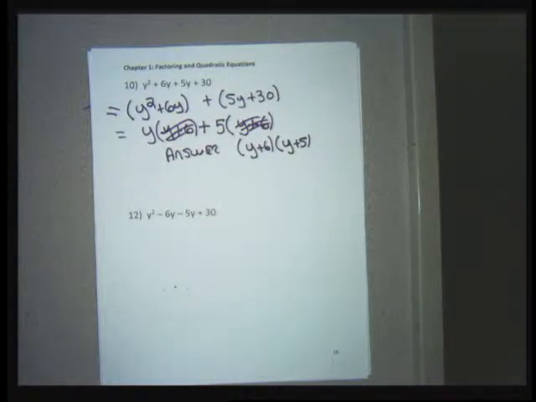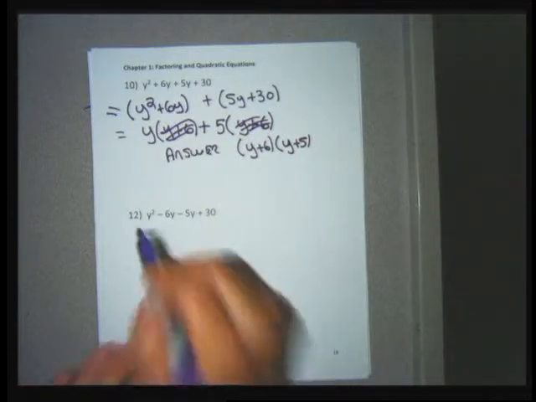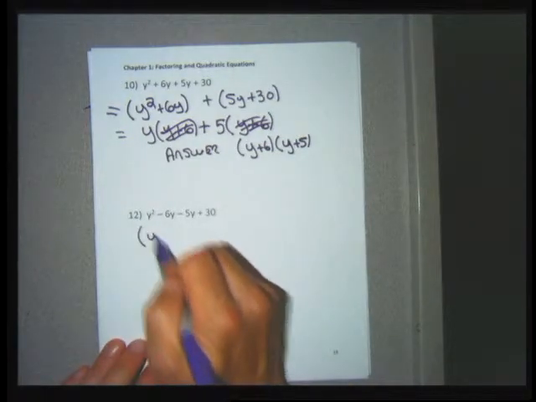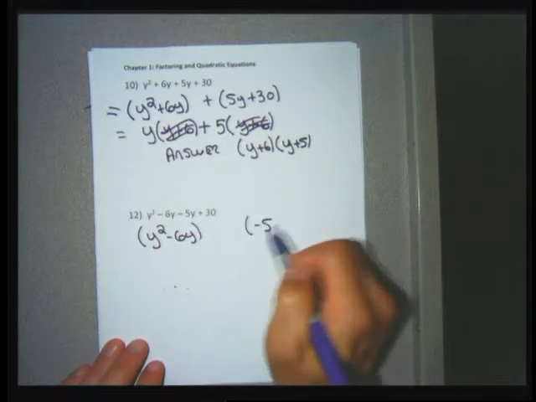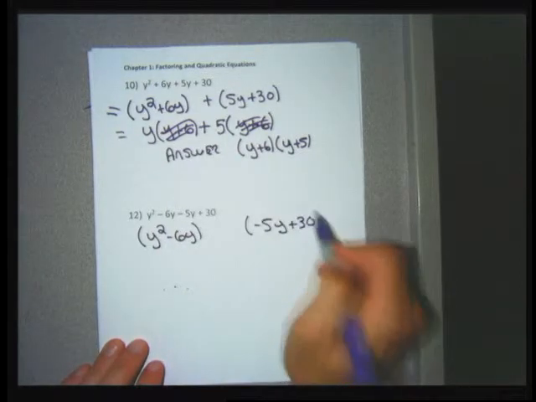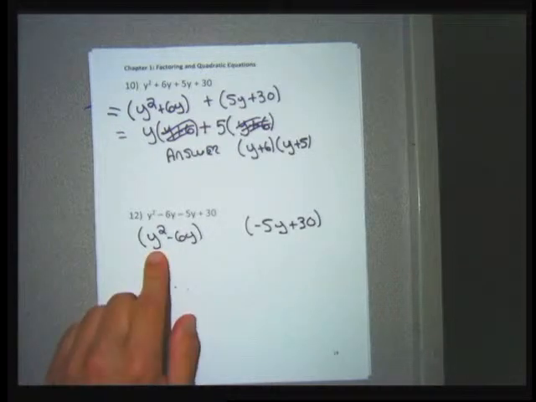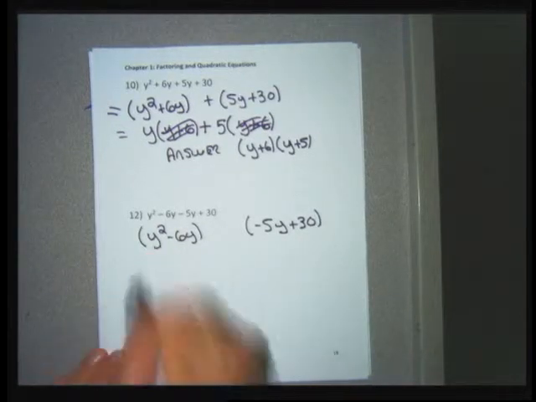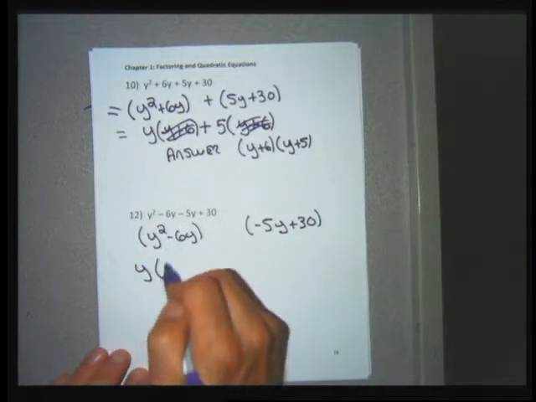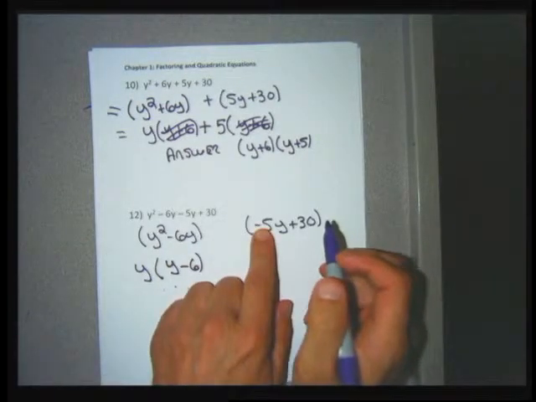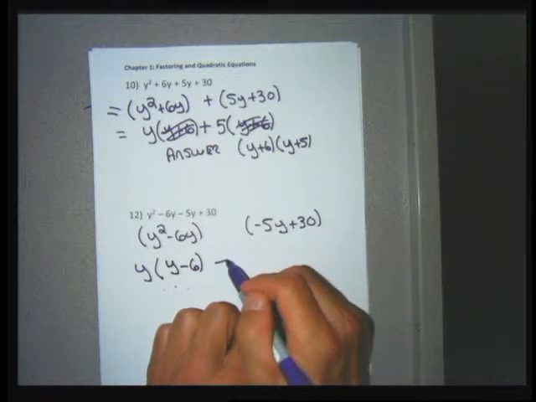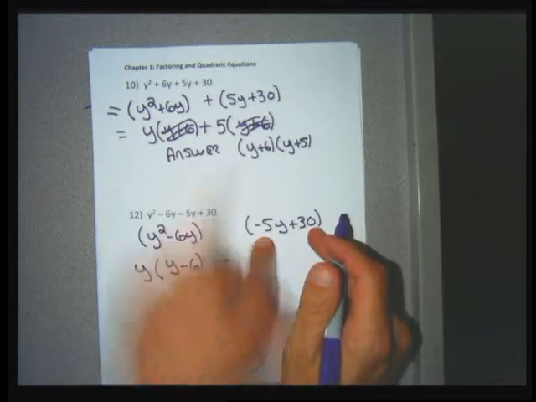12 looks exactly the same. If you get clever at these, you might be able to figure out what the answer is without doing any of the grouping. That'd be kind of cool if you could. But for 12, I'm going to go y squared minus 6y and minus 5y plus 30. First one, there's a common factor of a y, so I'll factor out a y. I'll be left with a y minus 6. Second one, because the first thing in the parentheses is negative, I have to factor out a negative. And the common factor between 5y and 30 is the 5.